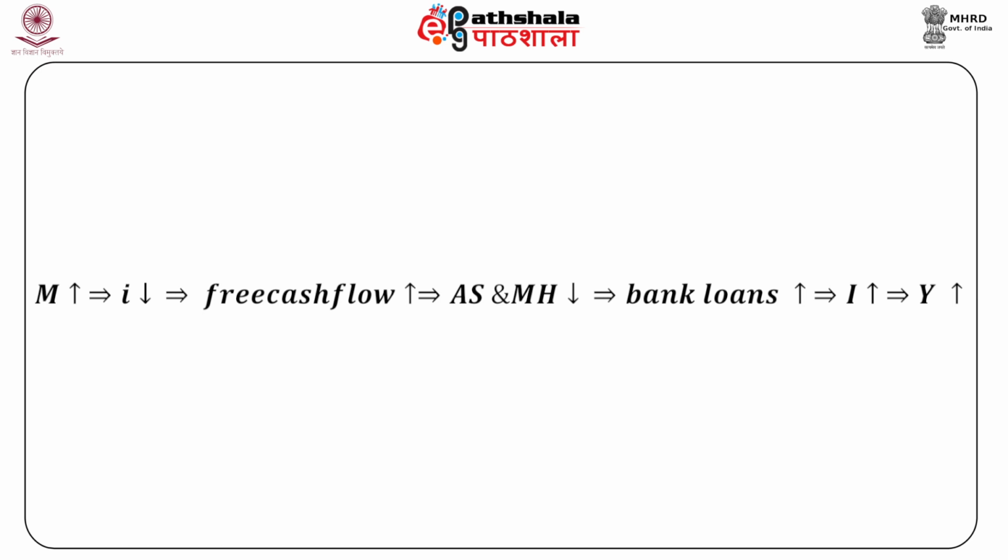An increase in M leads to a fall in i, leading to an increase in free cash flow, leading to a fall in AS and MH, an increase in bank loans, which leads to an increase in I and an increase in Y. A related channel can arise because of credit rationing.